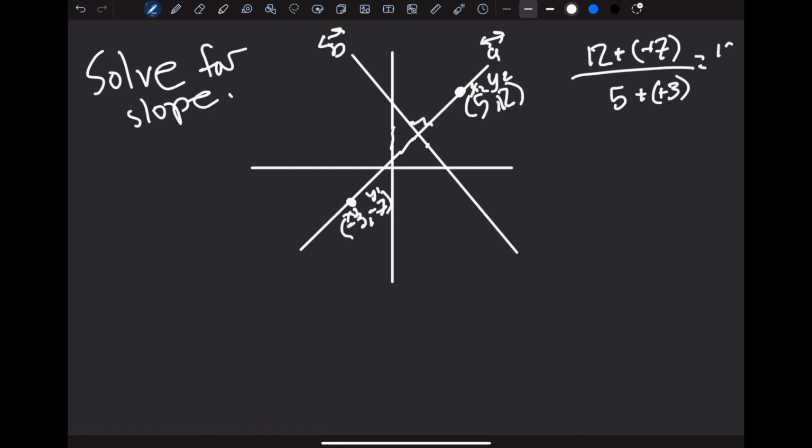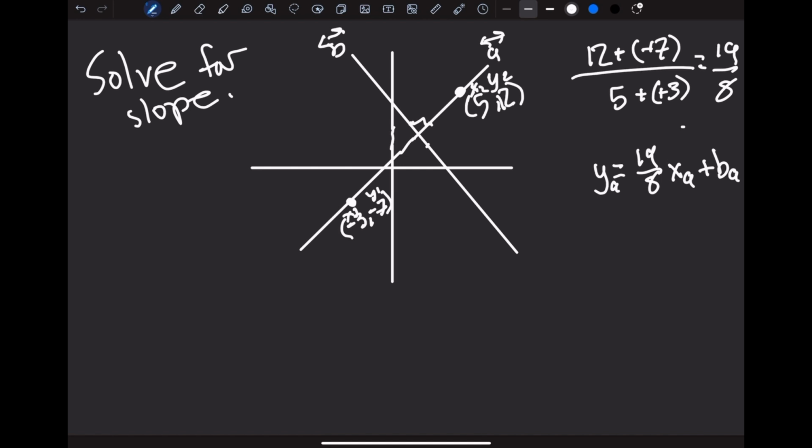So 12 plus 7 is 19, and then 5 plus 3 is 8. So then you're left with 19/8 as the slope for line A. And then you can even use this to try and find the actual equation for line A. So let's just say for line A we have 19/8 XA plus BA.